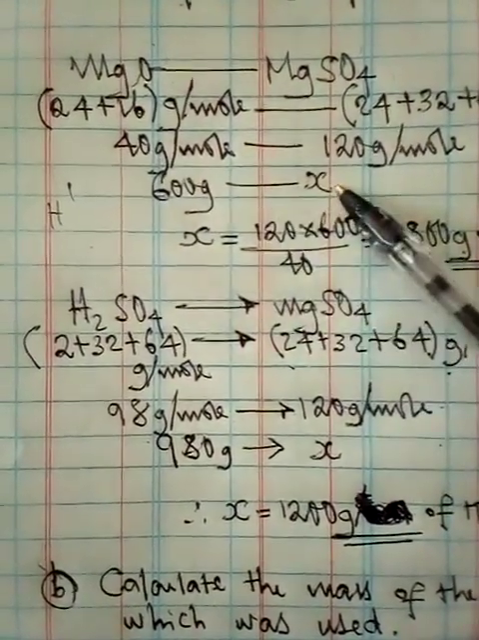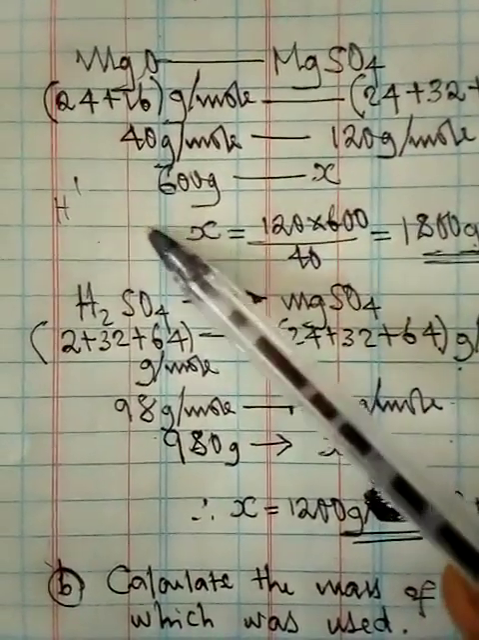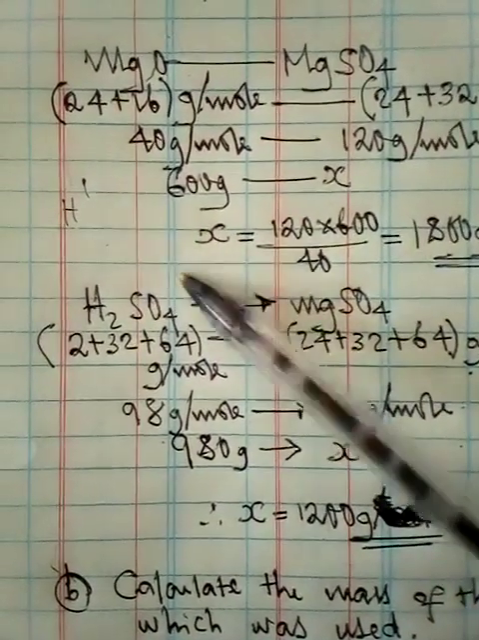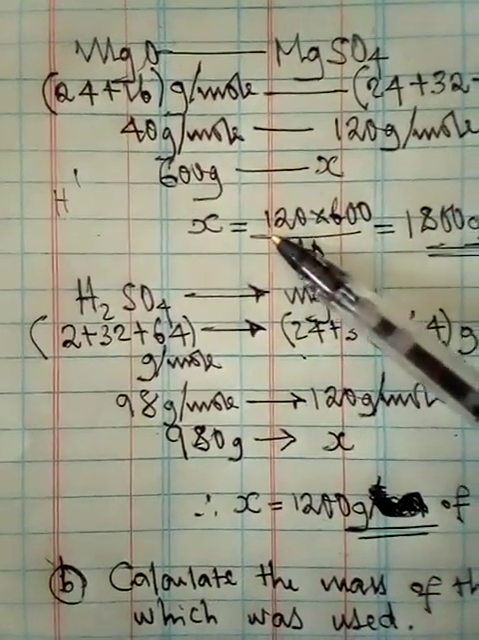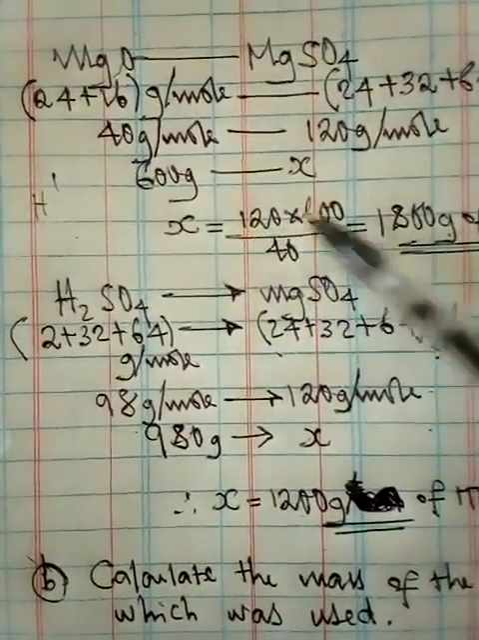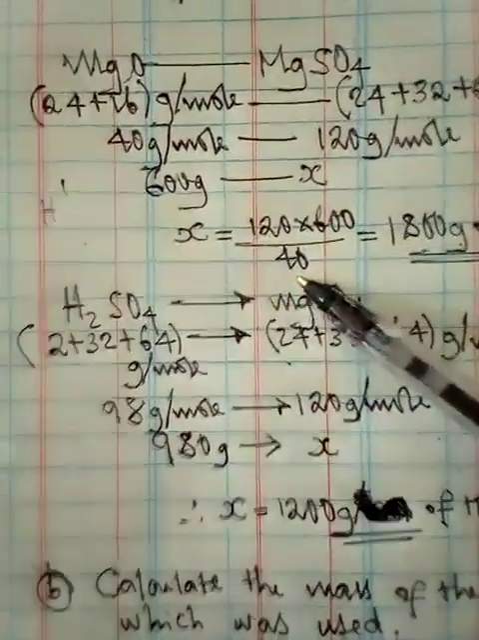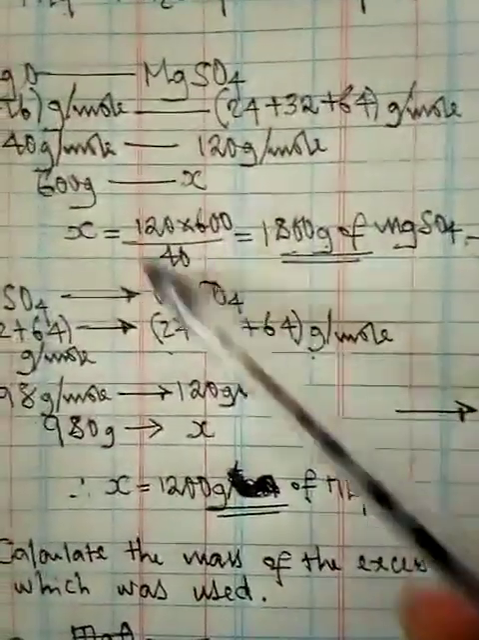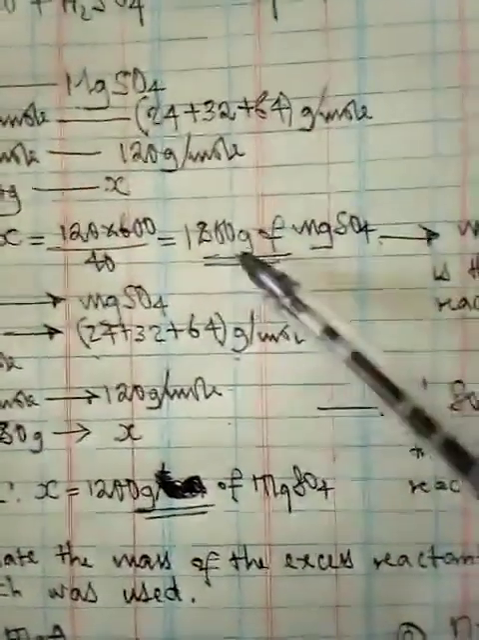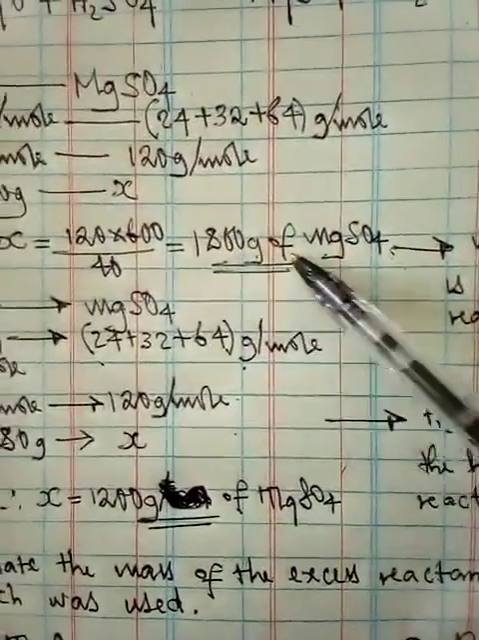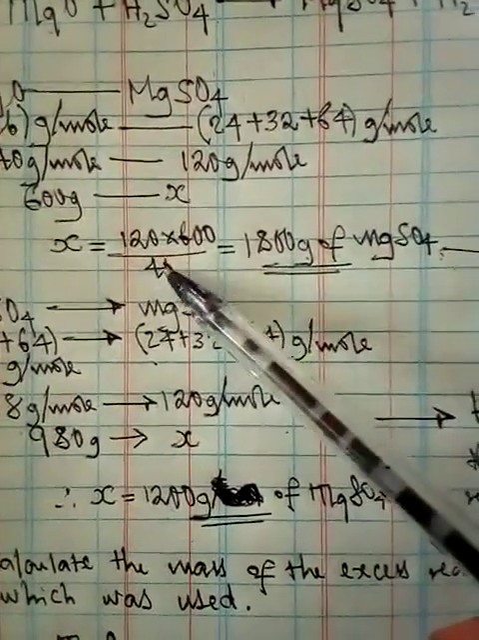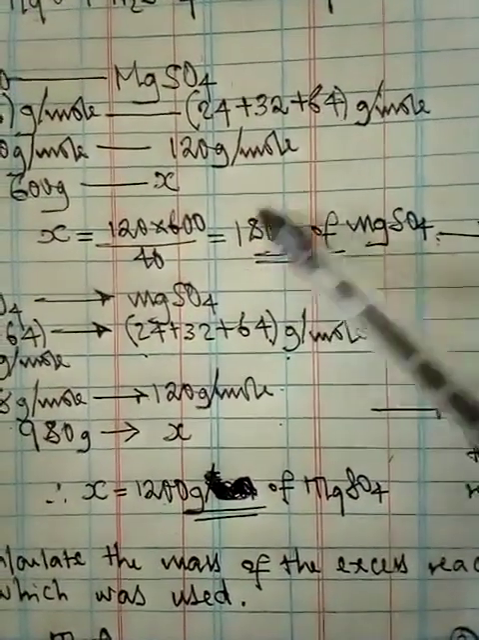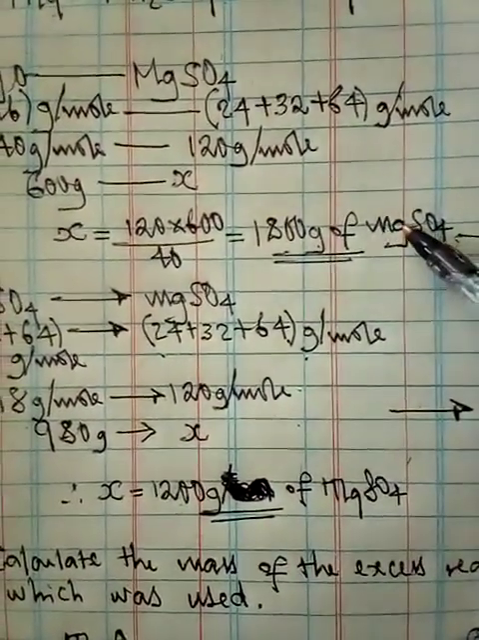That's what you see here. 40 will be multiplied by X, so you're going to have 40X here. And then if you divide both sides by 40, this is the expression that you're going to have. It's going to be 120 multiplied by 600 divided by 40. And the value, if properly evaluated, is going to be 1,800 grams of magnesium sulfate.